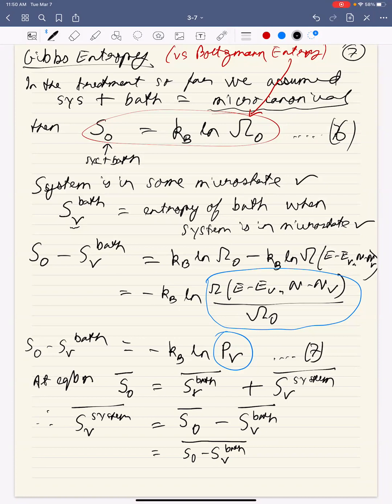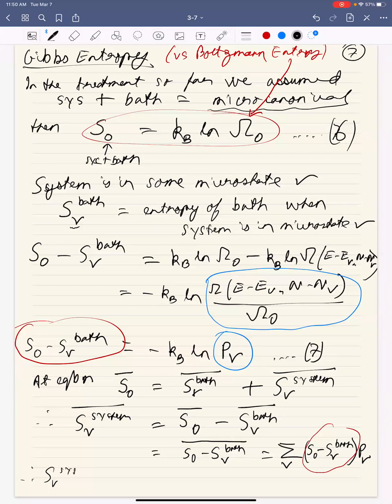Now I can use our favorite formula. We know how to calculate averages. How do we calculate the average of anything? We go to every microstate nu, we write down the thing that we are trying to calculate an average of, S naught minus S nu bath, and multiply by the probability of that microstate. But pay attention, we just calculated S naught minus S nu bath over here. We just showed that S naught minus S nu bath is minus kB ln P nu. So if we put that over here, something very interesting happens.